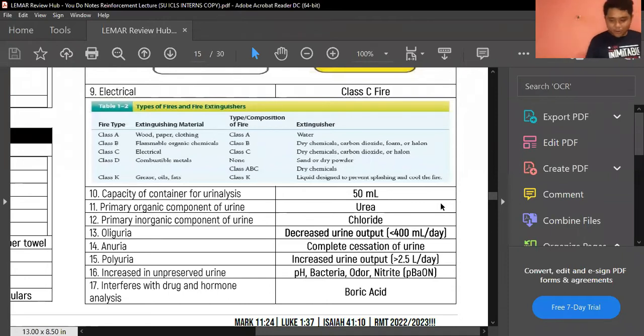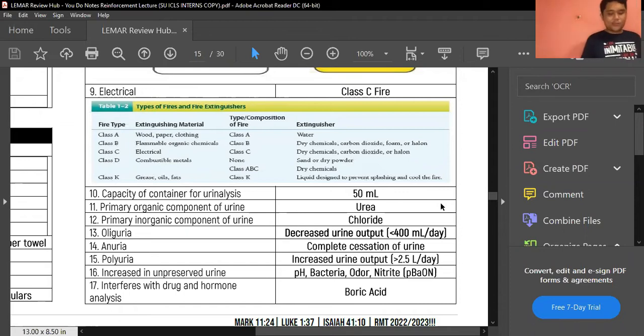So take note here sa pabaon. Alright. So do not be confused with pabaon and papabun. Si pabaon, it's for those that will increase in unpreserved urine. Pabaon: pH, bacteria, odor, and nitrite.